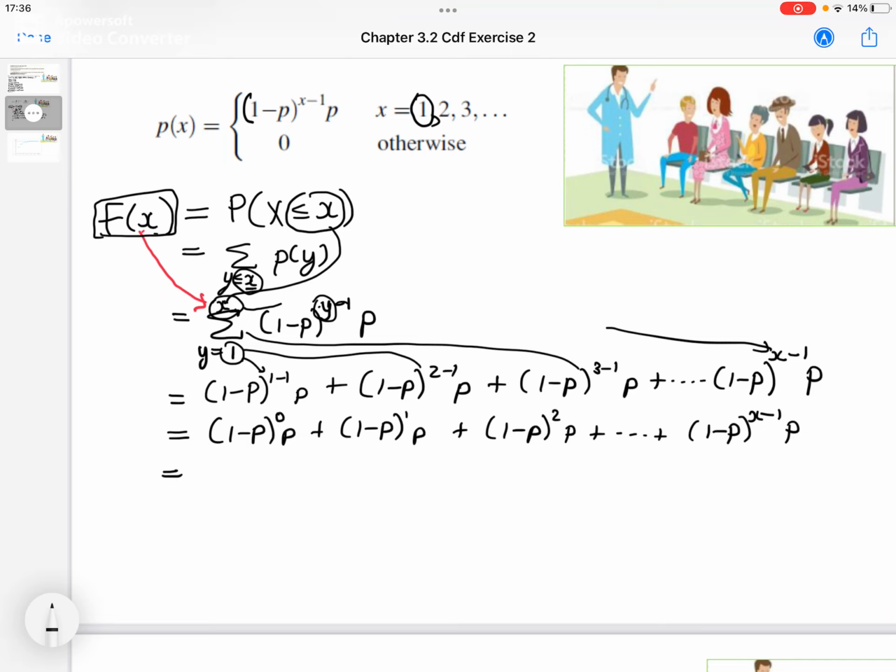Okay, so now how do we write this as a formula? We see that it is equal to p, right? The common factor here is p, so we can take out the common multiple, put it in front of the summation sign, times the sum of (1 minus p) to the power y, where y starts from 0 to x minus 1. Make sense?